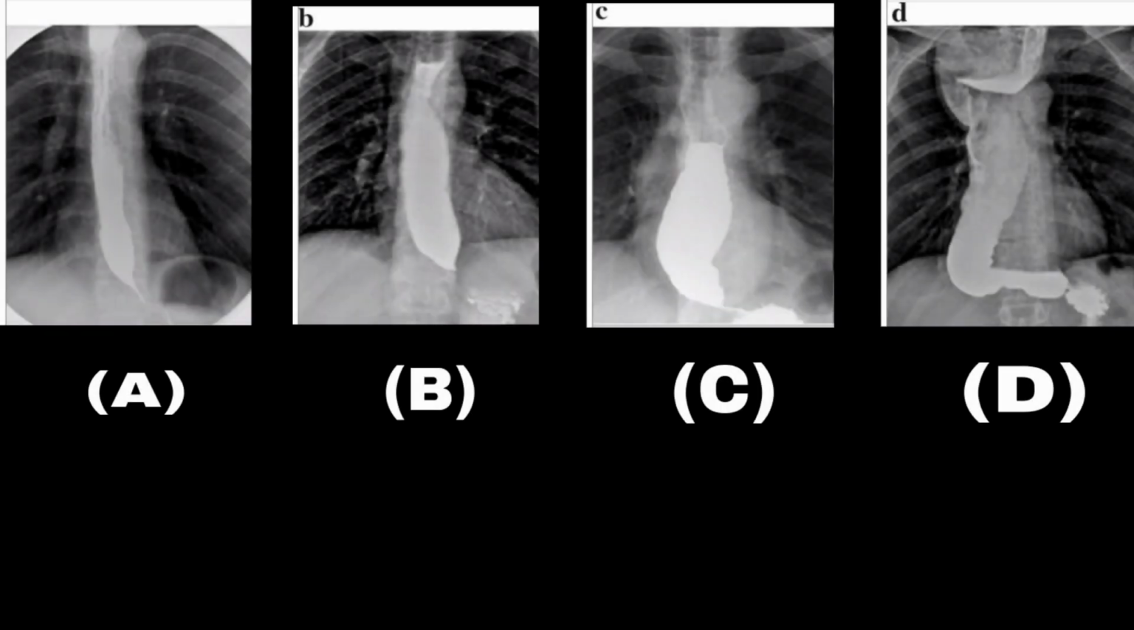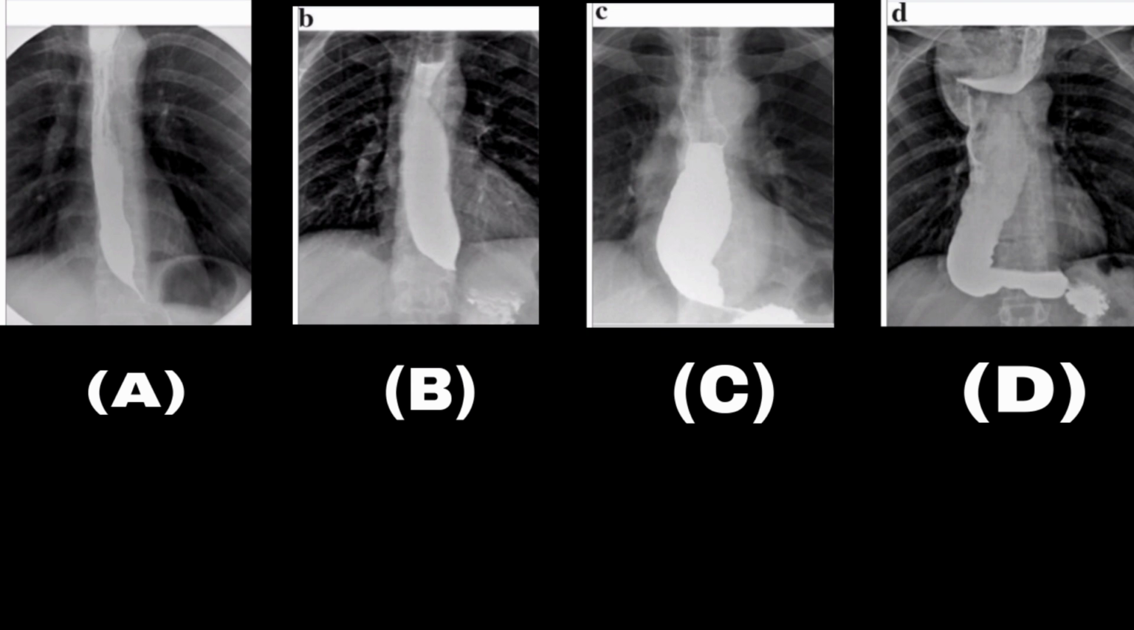So these are the radiological appearances on barium swallow of different stages of achalasia. In X-ray A, you can see stage 1 achalasia. In X-ray B, you can see stage 2 achalasia. In X-ray C, stage 3, and in X-ray D, you can see stage 4 achalasia.